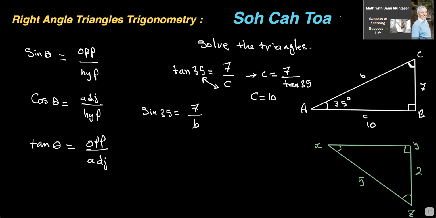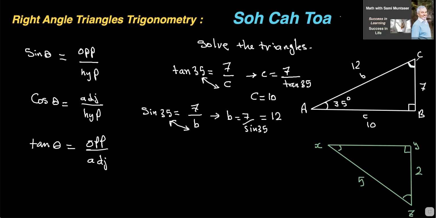Now, again, since your unknown is on the bottom, you just cross exchange or switch where the B goes to where sine 35 is, and sine 35 comes where B is. That way you're going to get B equals 7 over sine 35. And that will give you 12.2, or just round it to the nearest centimeter. So B equals 12. So this is 12.